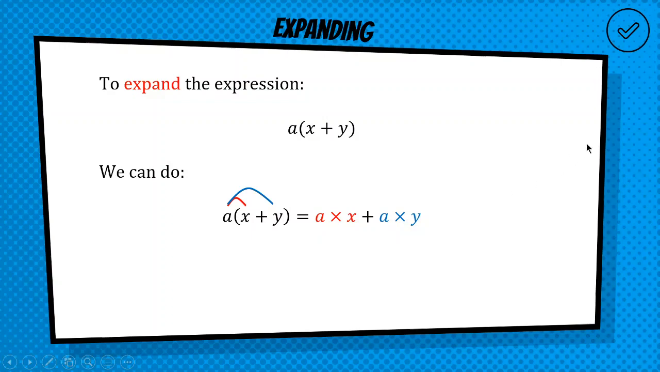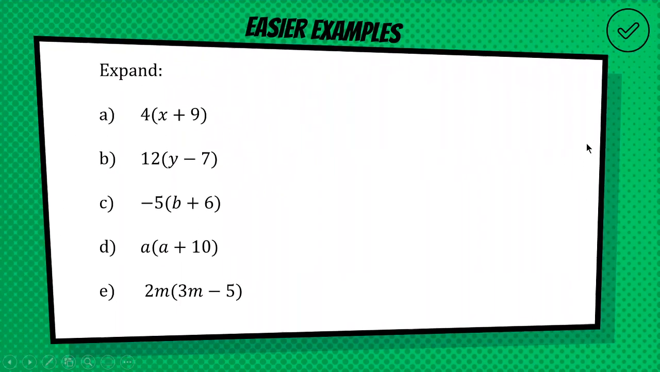And now we're going to try a few examples, starting off with some easier ones. So with the first one, we have 4 outside of x plus 9. We are expanding, which means we need to do 4 times x, which is 4x. And we need to do plussing with 4 times 9, which is 36. The thing outside has multiplied to both things inside, and that is your answer. That is your expansion. 4 times x plus 4 times 9. Hope I'm not going too slow for you.